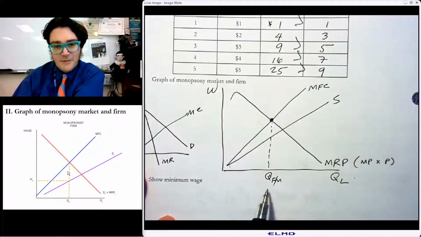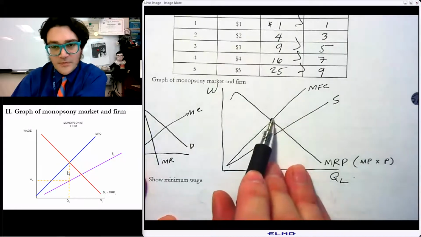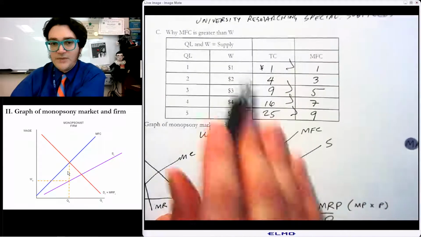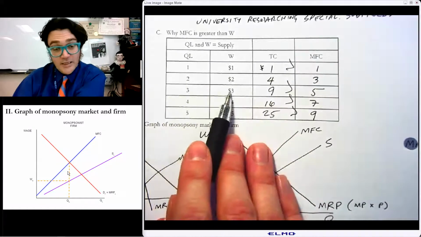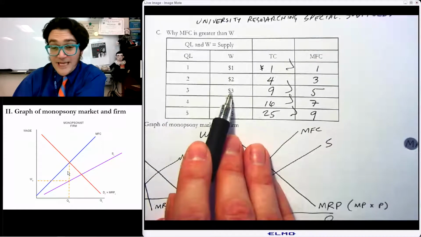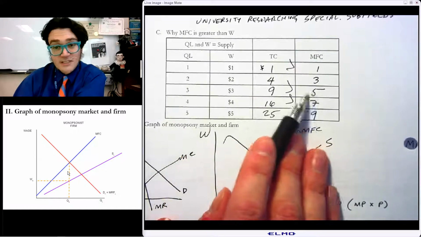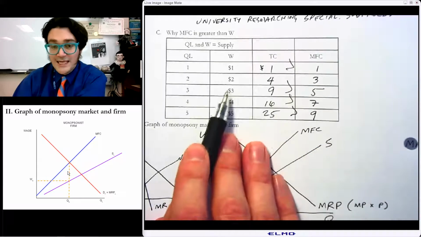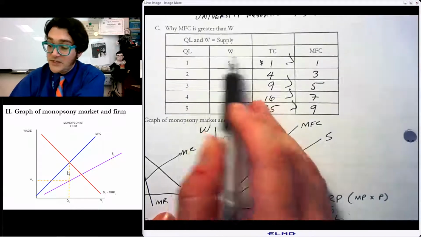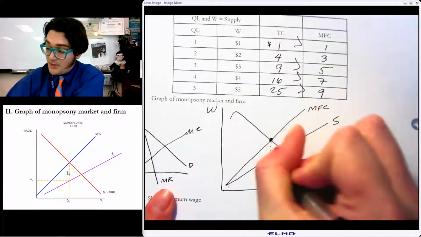But what are they going to pay them? Well, they're not going to pay them the marginal factor cost, right? Think about this picture up here. What does the second worker or the third worker get paid? Well, the third worker gets paid $3. They don't get paid this $5. That's how much it costs to hire them, but they get paid the wage, and the wage comes from the supply curve. So they're going to get paid here on the supply curve.